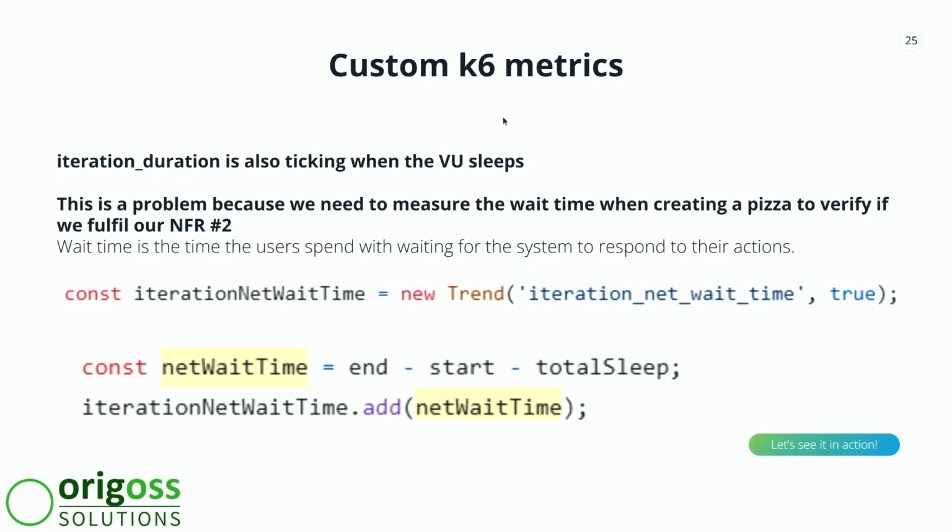We have our NFR2, which defined the net wait time. The net wait time is basically how long the user is waiting for our system. So it's basically the total execution time minus the sleep. So with custom metrics, I could implement net wait time. Let me quickly prepare the demo for that.